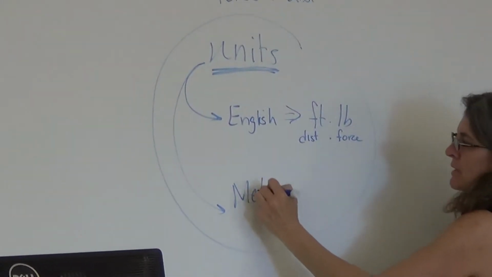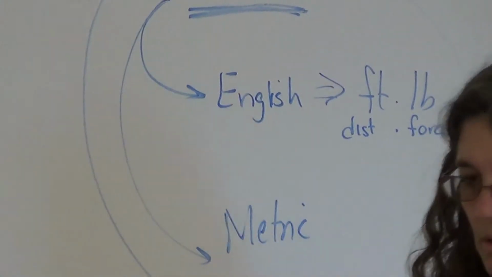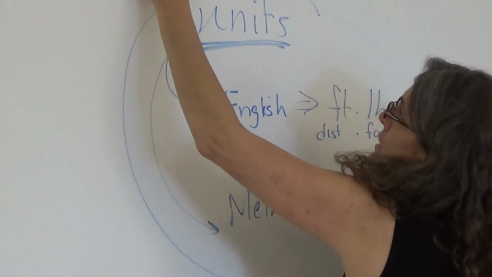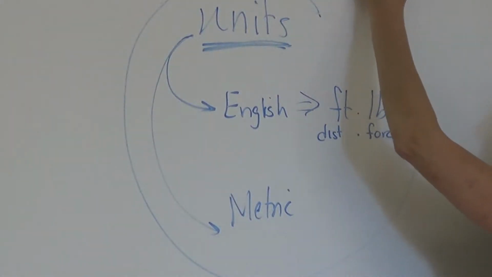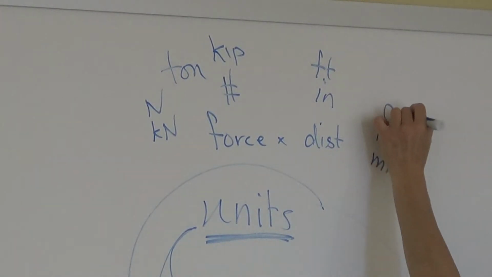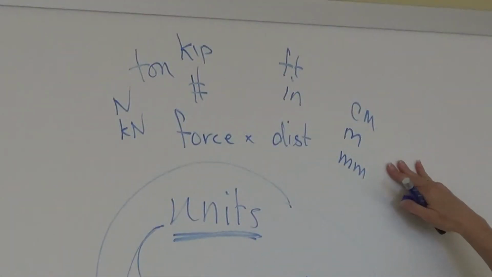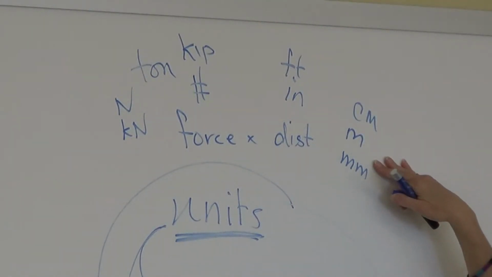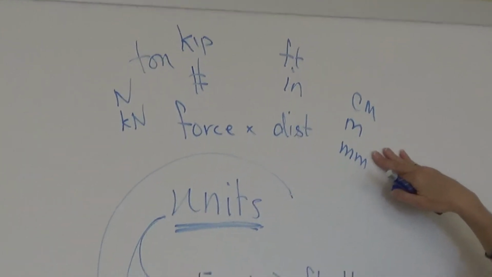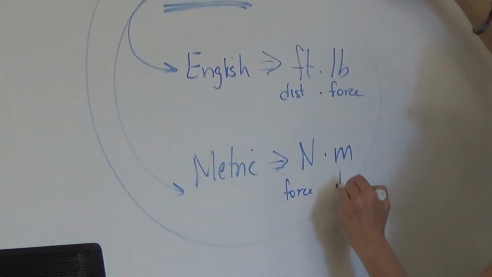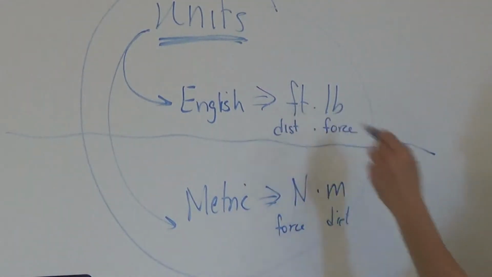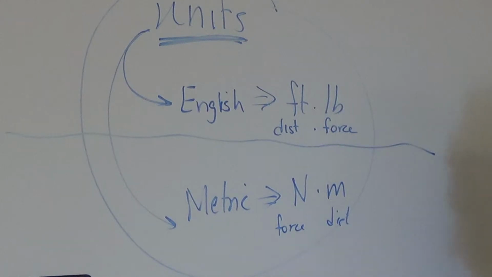But what about in metric? What are some examples of metric forces? Newton, kilonewton. How about distances? Meter, centimeter, millimeter. Centimeter is not used as much. So in metric, Newton meter or meter Newton? Which one sounds more comfortable? Newton meter. Here they put the force first and then the distance. I have no idea why there are two different ways, but this is how we're going to do it. So in English, it is accepted to put the distance first. In metric, it's accepted to put the force first.